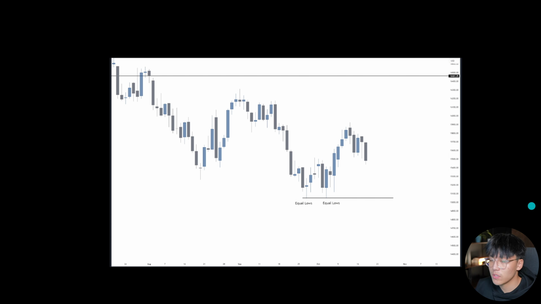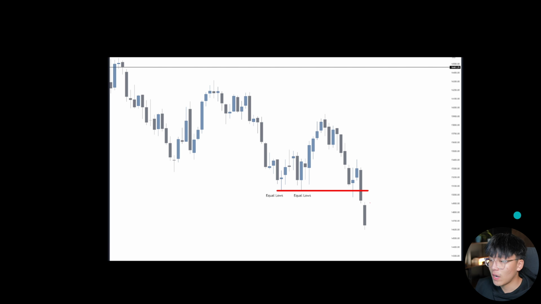Another example, as you can see right here, what we have is equal lows. We're on the NQ, and what's resting below these equal lows is what's called liquidity. And whenever we have these equal lows, price is going to want to gravitate down towards these equal lows and take out the liquidity that's resting underneath these key equal lows.